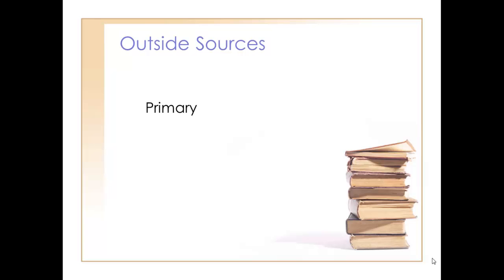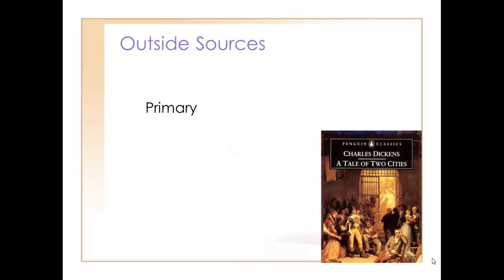So this can be broken down into two main types of outside sources. One is called the primary. Say, for example, your instructor has assigned A Tale of Two Cities by Charles Dickens, and you're using a quote from that book. The quote from that book would be a primary source. It comes directly from the book that you're writing about.